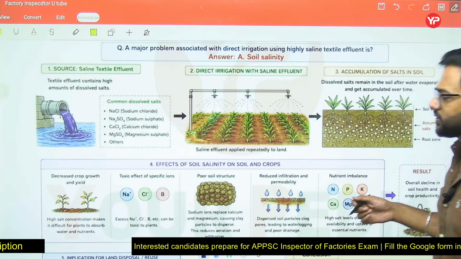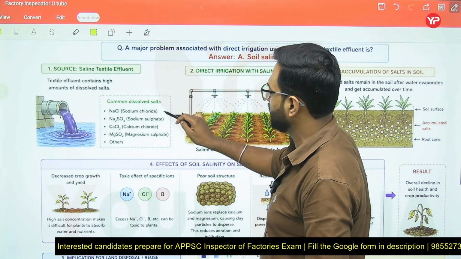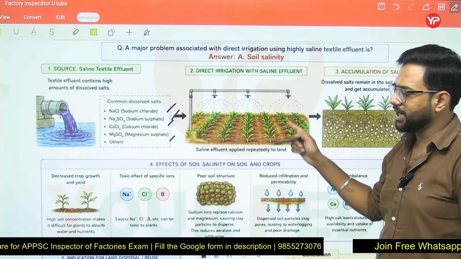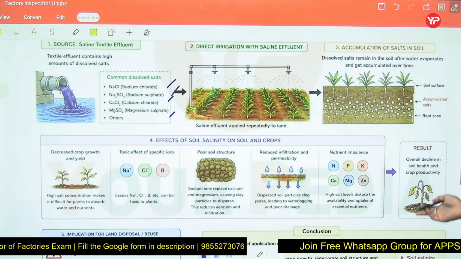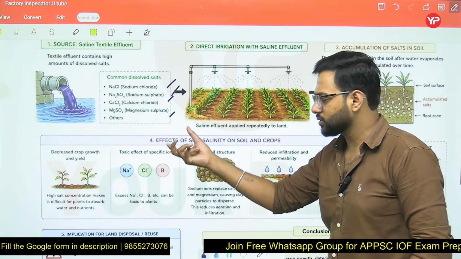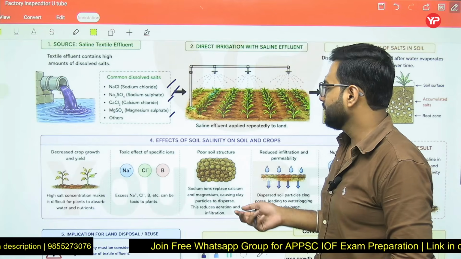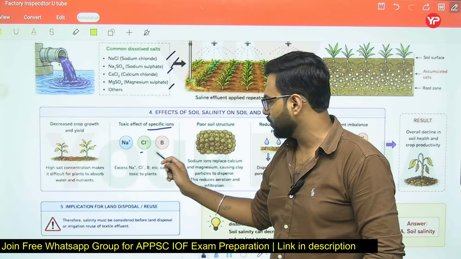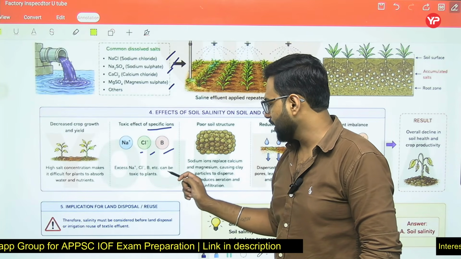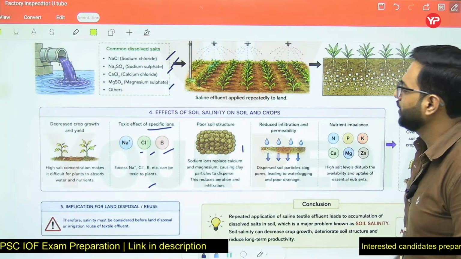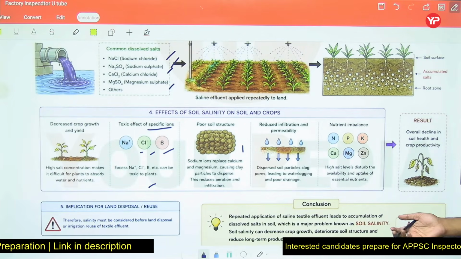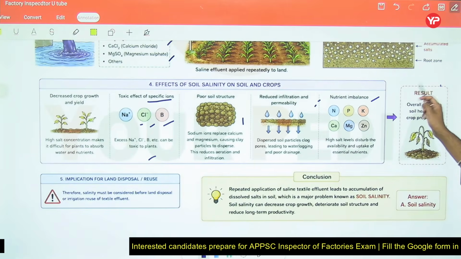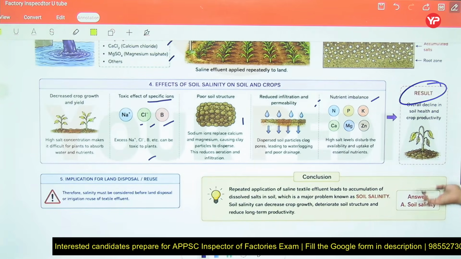So we have a source of saline textile effluents that contains sodium chloride, sodium sulfate, calcium chloride, and magnesium sulfate. When we use this saline water for irrigation purposes, what happens basically is the accumulation of these salts in the soil. That means it will increase the soil salinity. This toxic effect of specific ions, like sodium chloride, can be toxic to the plants. It will lead to poor soil structure. It will reduce infiltration and permeability and cause nutrient imbalance, which overall results in poor growth of the crops.